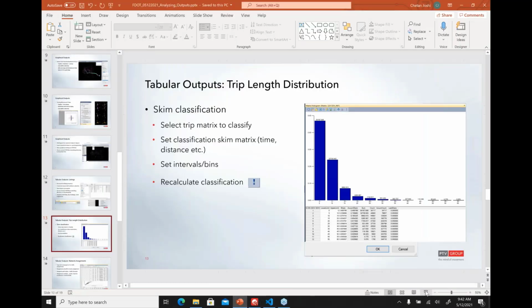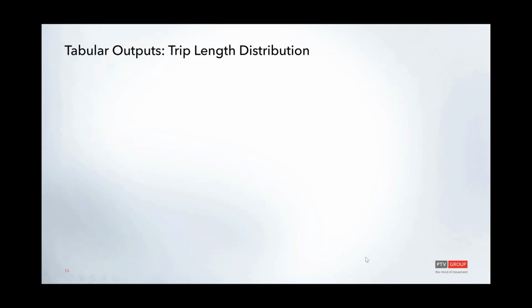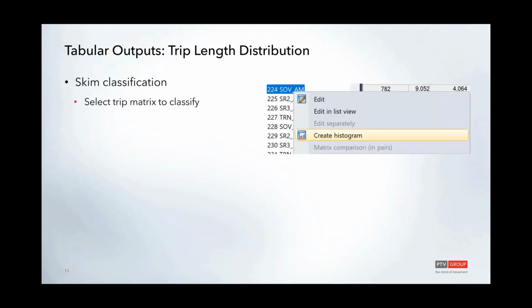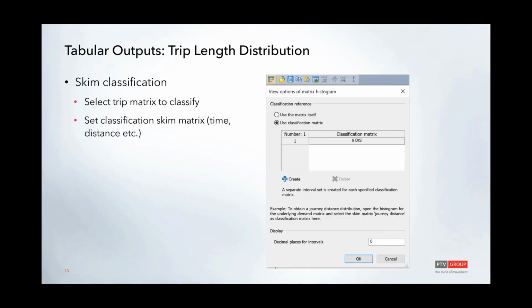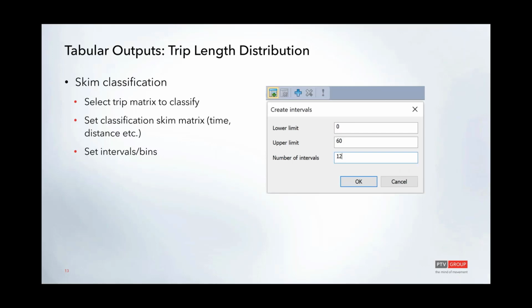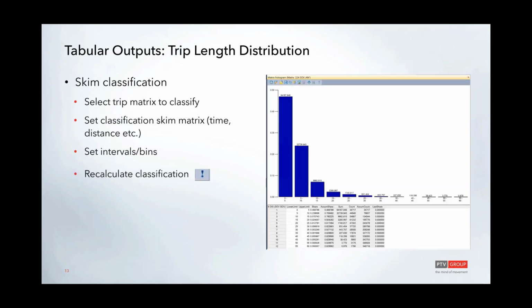All right, next take a look at another tabular output in Visum. This is for skim classification or trip length distribution. Over here, what we do is select the trip matrix to classify using the histogram interface. And then we set the classification or skim matrix by which we want to classify the trip table. Then we set the intervals or bins for that classification. And then we just recalculate that classification to give us this type of a chart.